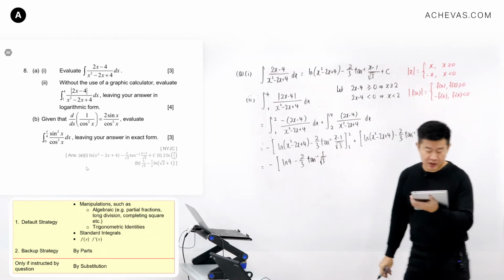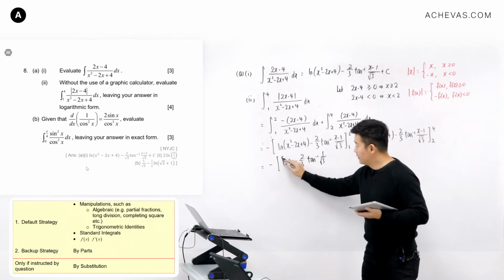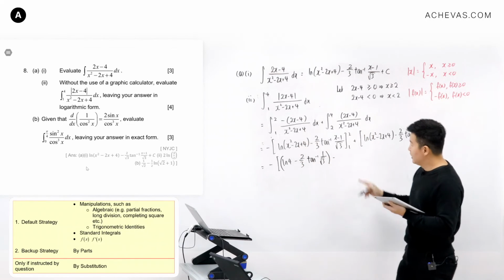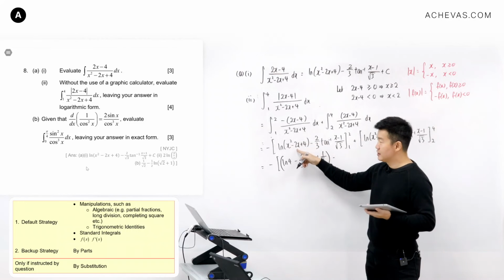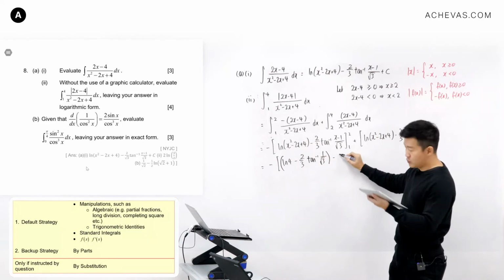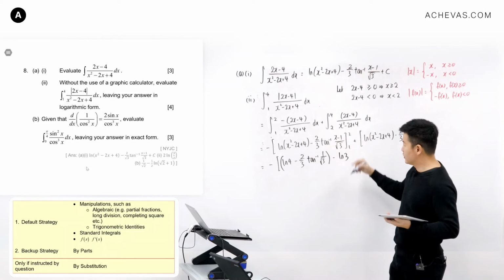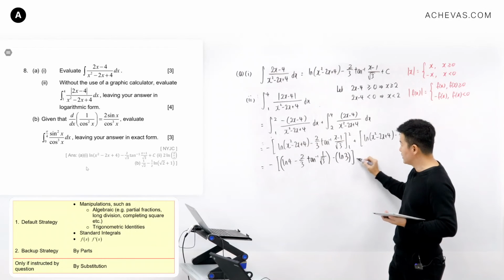So I will be getting a special angle, pi over 6. Then minus away, substituting 1 in, it will be 1 squared minus 2 plus 4. So we will have a ln 3. Substituting 1 in, 0, tangent inverse 0 is going to be 0. So the second one is going to be this.